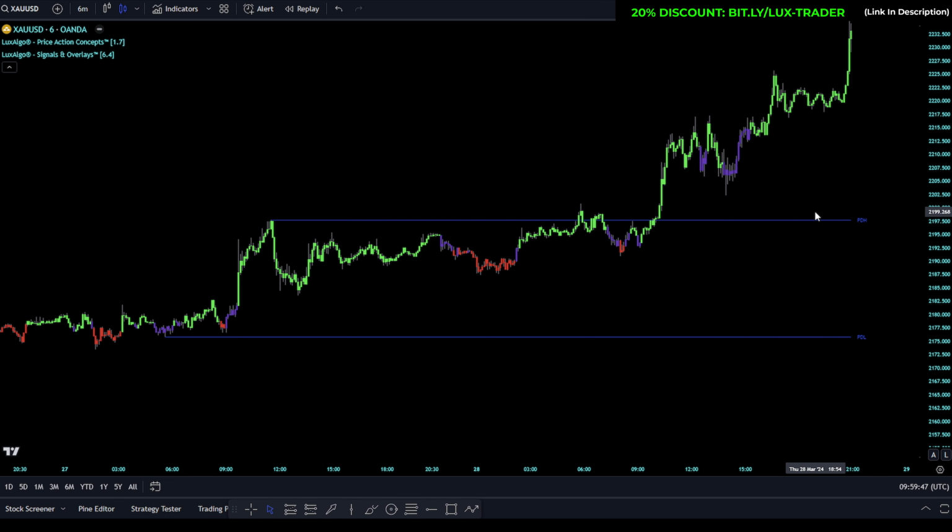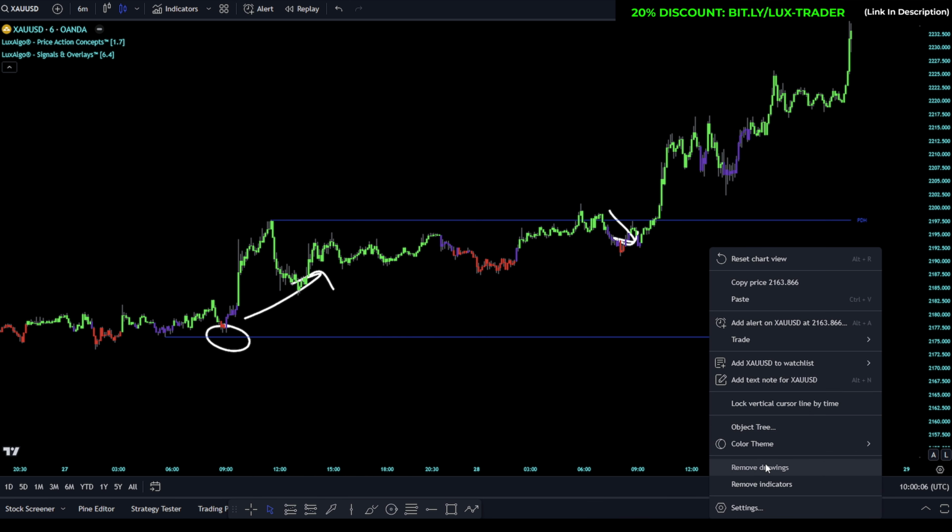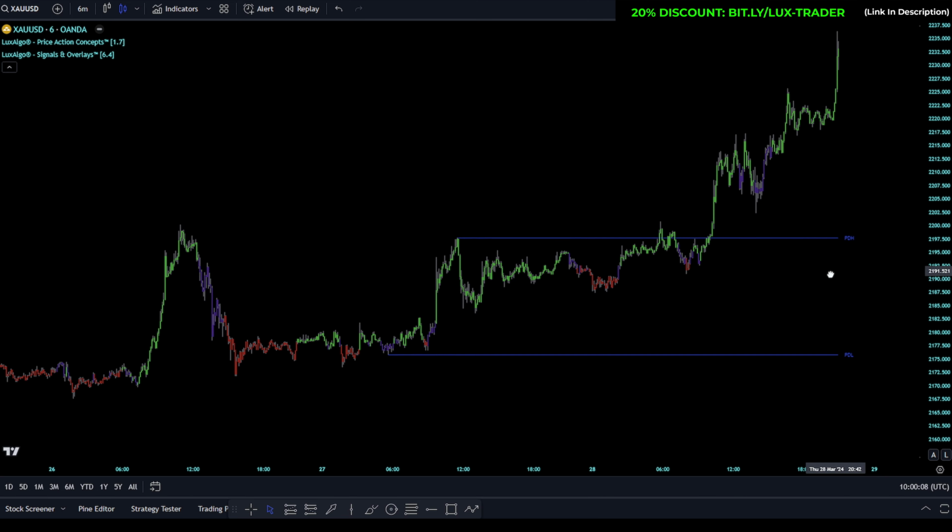This suggests a strategy where you could sell as the price approaches this high, anticipating it might not surpass yesterday's peak. Conversely, the previous day's low acts as a potential support level, hinting at an opportunity to buy, assuming the price may not drop further than it did the day before. This method of using daily highs and lows as benchmarks for resistance and support is straightforward yet effective.